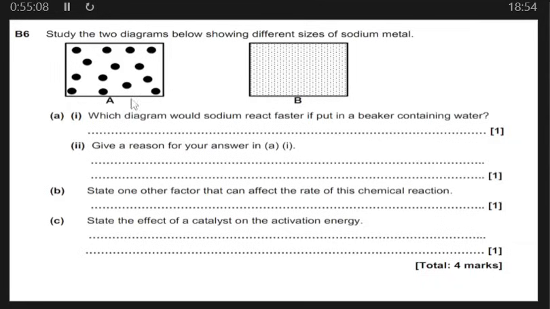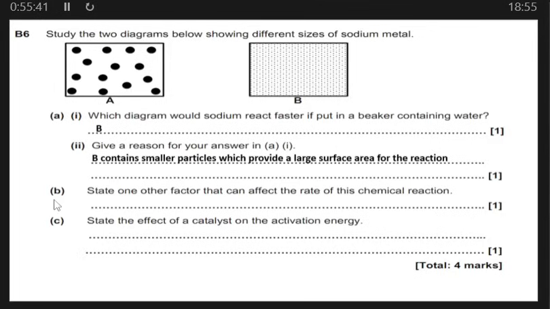So between A and B, B will react faster. They are saying to give a reason for your answer. The answer is that B contains smaller particles which provide a large surface area for the reaction. So the rate of reaction is affected by the size of particles. The smaller the particles, the faster the reaction will go.